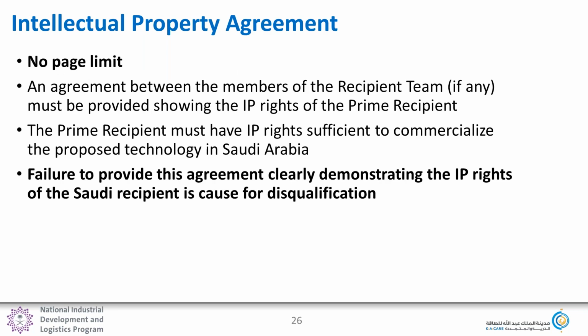The intellectual property agreement. So the intellectual property agreement is actually an agreement between the members of your team, which we need you to expose to us. It's not an agreement with K-Care, it's an agreement between your team members. And what it has to show is that the prime recipient has the IP rights that are necessary and sufficient to commercialize the proposed technology or product in Saudi Arabia. And if you can't meet this requirement, you may be disqualified. So this is an important element.